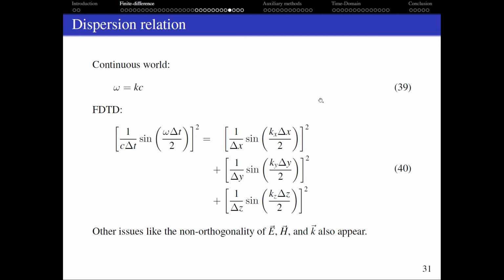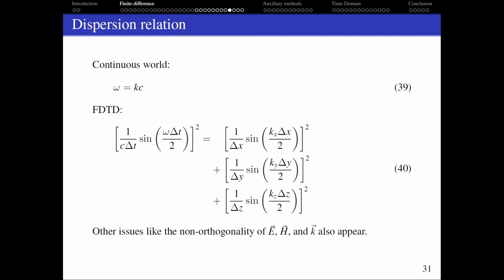Since we have a discrete world, there is also an issue in the dispersion relation of light. So in the real world, we have the dispersion relation that is written like this. So the pulsation is related to the impulse times the speed of light. In the case of the FDTD, we still have something that looks like this, except that this has become a lot more complicated. So it still relates the pulsation of light to the k vector, but in a way that is very complex. Usually you should not have an issue with this in softwares.